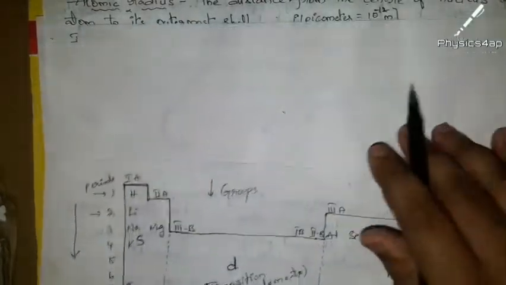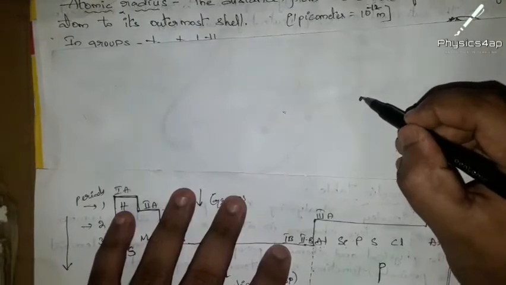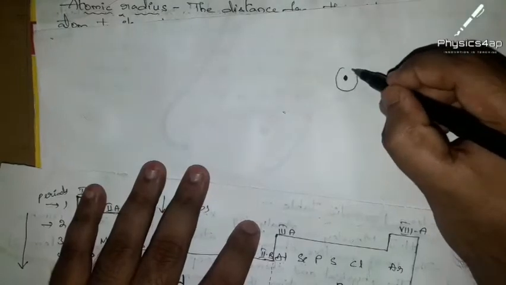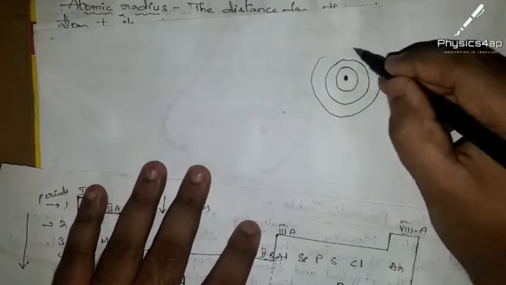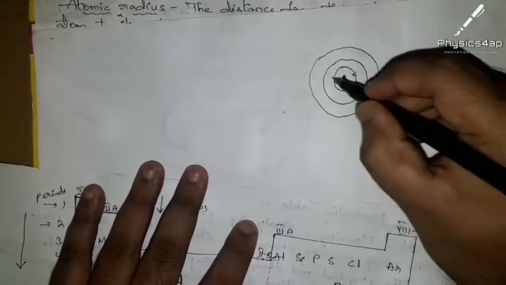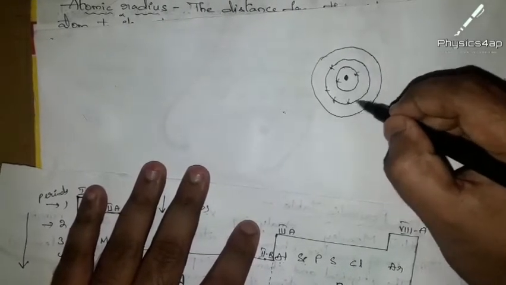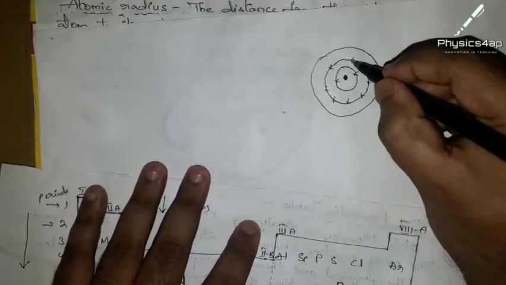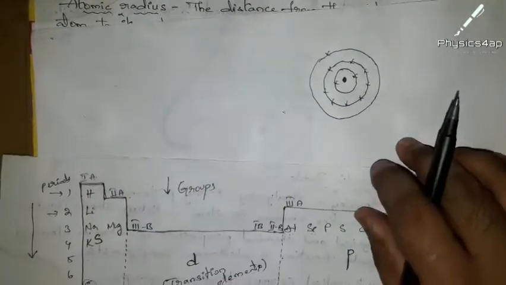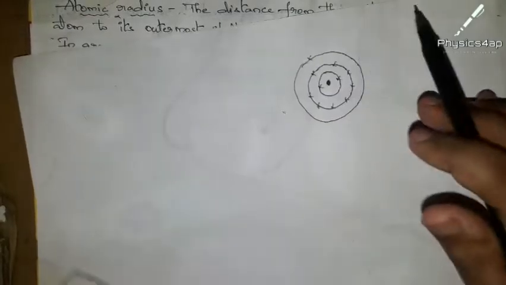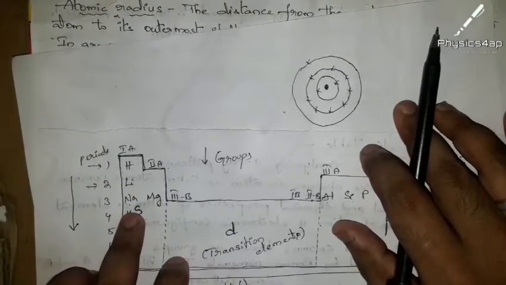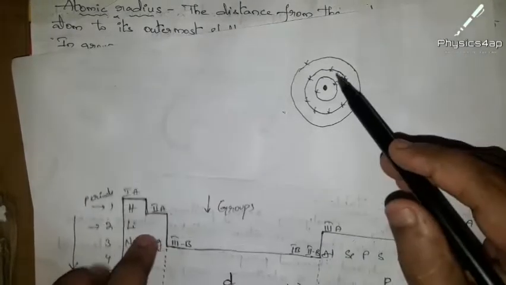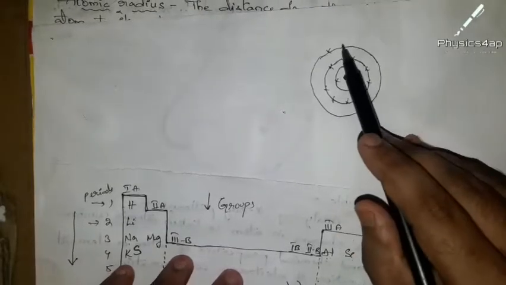If we draw the atomic structure of sodium, this is the nucleus, and the first orbit, second orbit, and third orbit. We have 2 electrons in the first, then 1, 2, 3, 4, 5, 6, 7, 8 in the second. We have 1 electron in its outermost orbit. This is sodium, whose atomic number is 11, with a total of 11 electrons, and 1 electron in the outermost orbit.